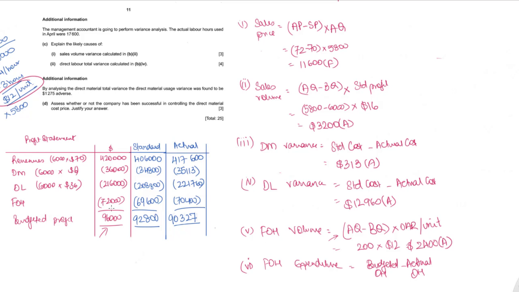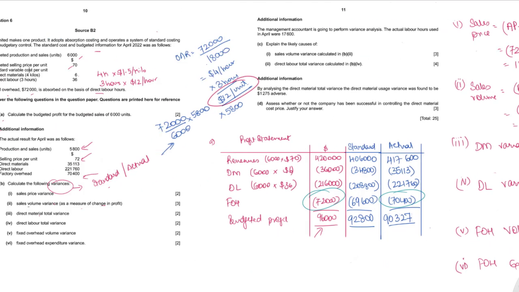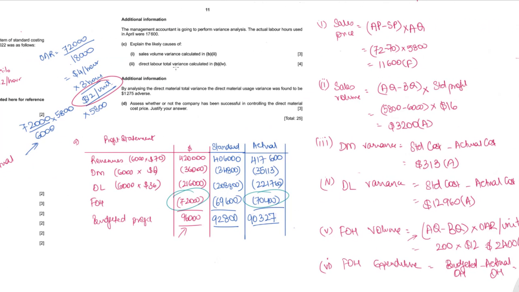So budgeted overheads was 72,000, actual 70,400. So here the business has been able to save $1,600. Basically I've taken the difference between this and this. So favorable, because actual spending was less than what was budgeted. So this completes a calculation of the 6 variances they've asked for.